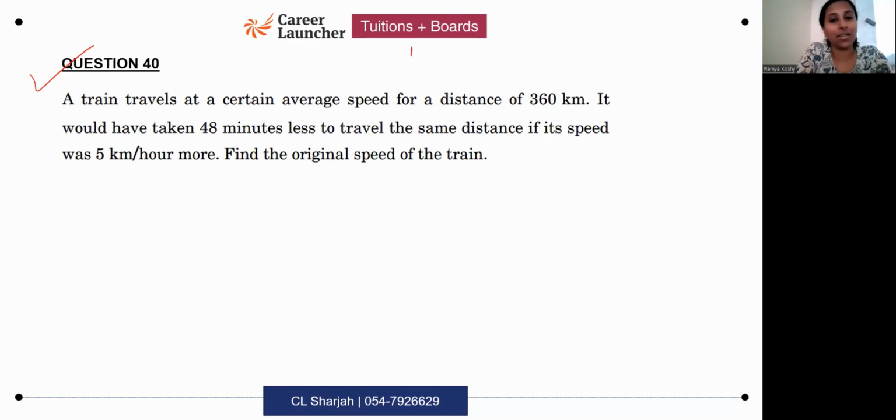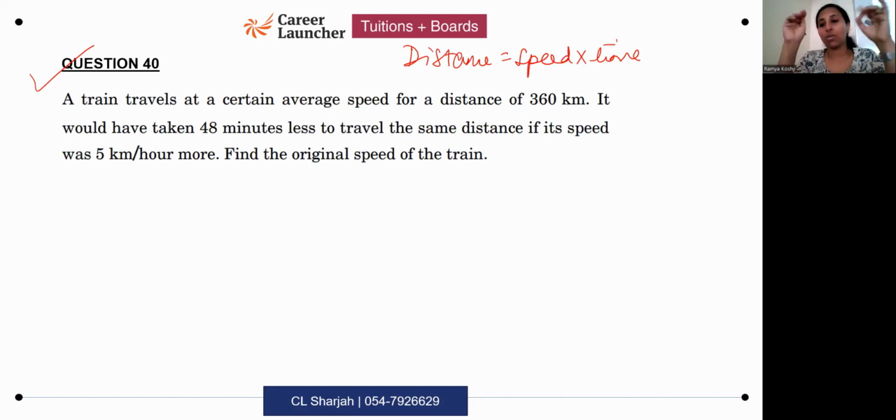Yes, good. We know distance is equal to speed into time. A common confusion for many of you would be, is this a quadratic equation question or a linear equation question? Remember, quadratic equation means one case will be given. Linear equation means two cases will be there.